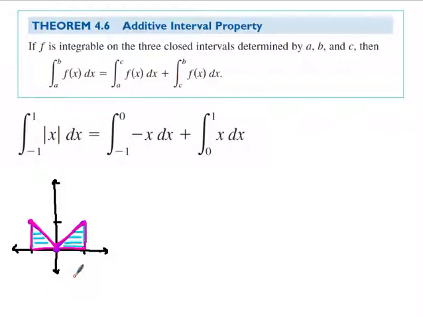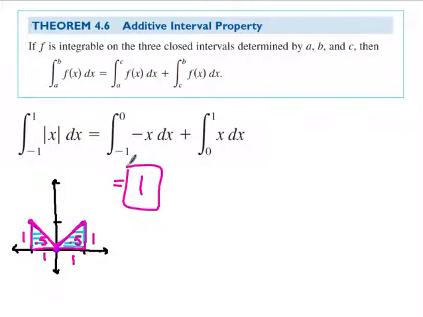Now, let's go ahead and look at that. What is actually the area of this triangle right here, the first one? 0.5, yeah. Because the base is 1, the height is 1. What's the area of this one? 0.5. So what's the total area? 1. What they're wanting you to understand is that you can break up the integral, and that will help you when we get to the fundamental theorem of calculus in section 4.